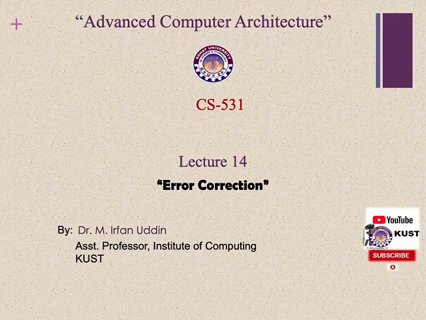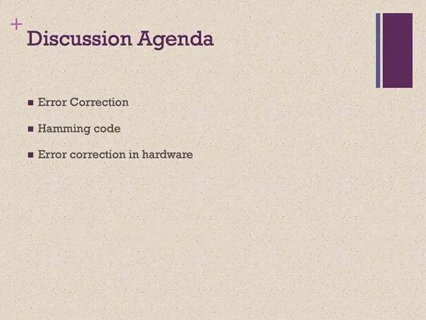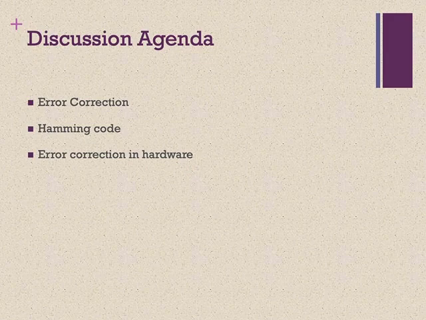Today we will discuss error correction. The discussion agenda is we will study why we need error correction. We will discuss one basic algorithm of error correction, that is Hamming code, and we will discuss how we implement error correction in hardware.